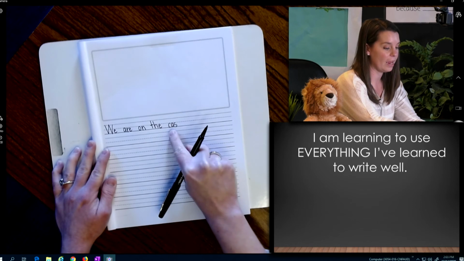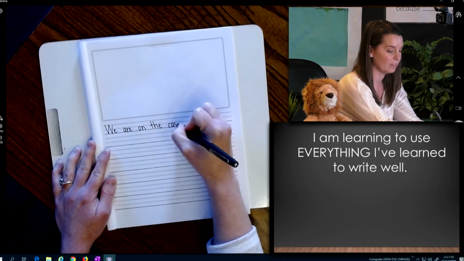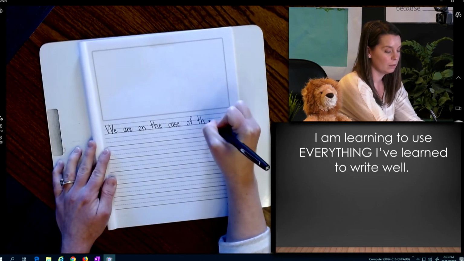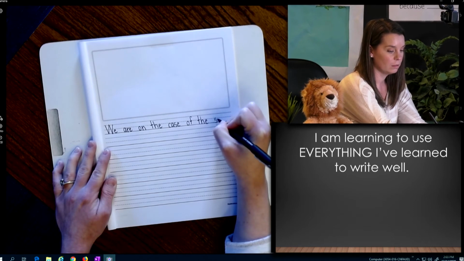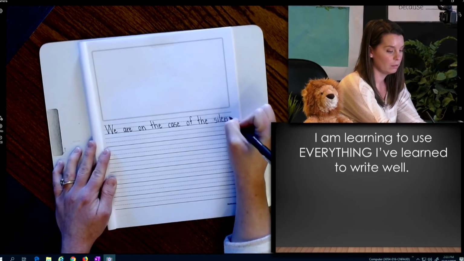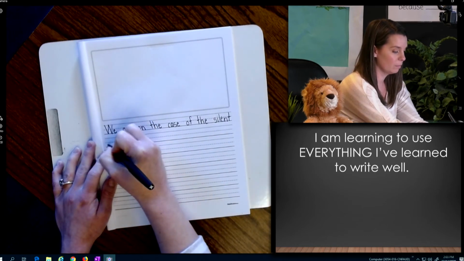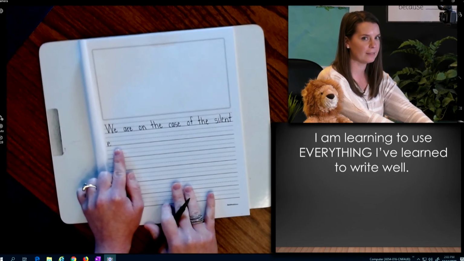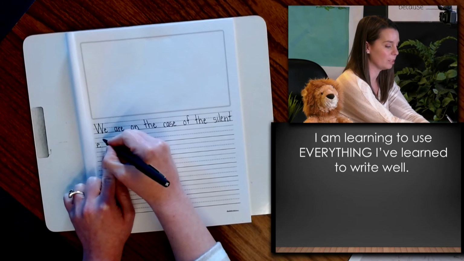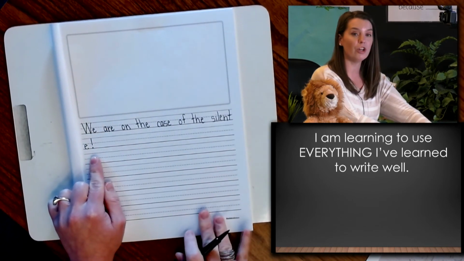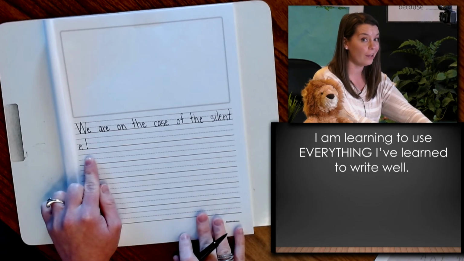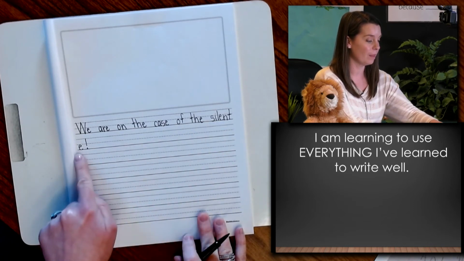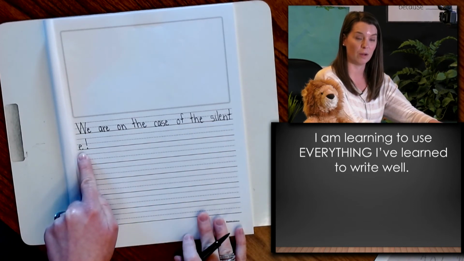Case. The A is the long vowel sound, so that tells me silent E. Return sweep. Now, my punctuation at the end. Are we pretty excited about being on this case? We are. So I'm going to put an exclamation mark. You will notice, because I'm a first grader, I know that sentences start with a capital letter and all the other letters, unless it's a name, are lowercase. Make sure yours are as well.